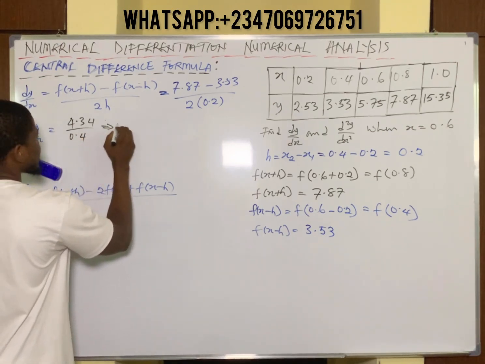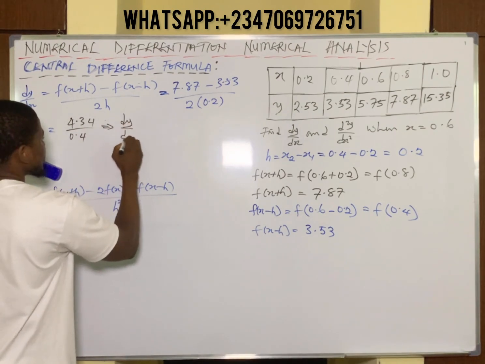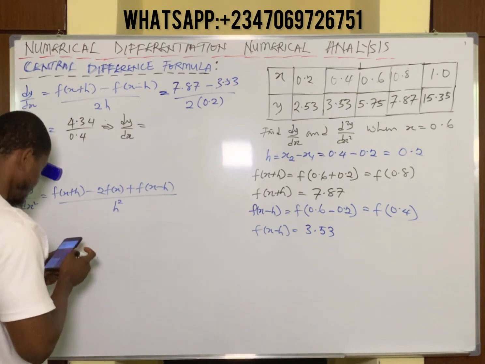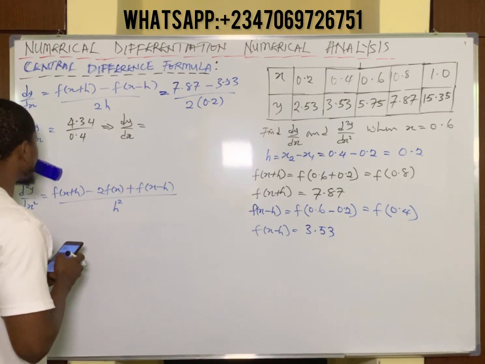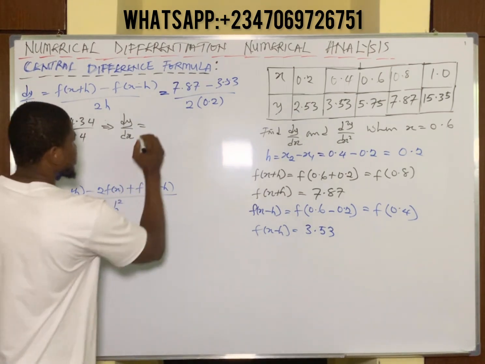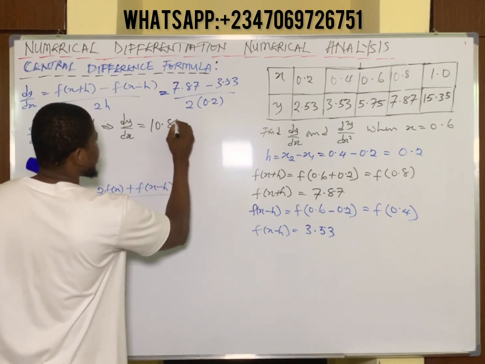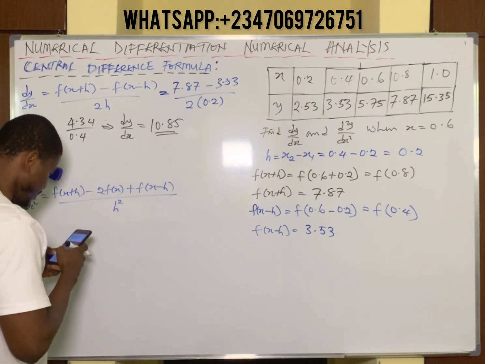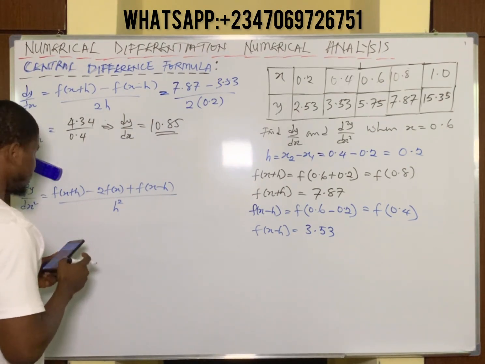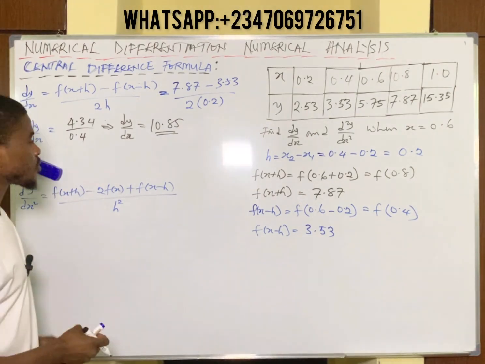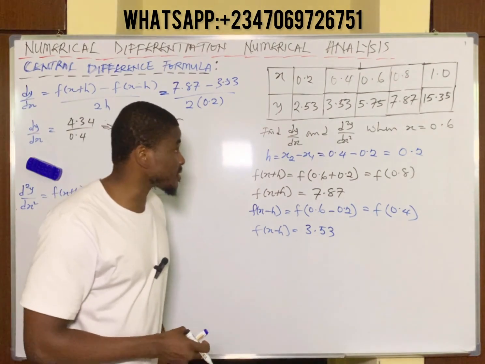So this implies that the first derivative approximation of that table using the central difference formula is going to be, let's obtain 4.34 divided by 0.4. That simply gives us 10.85. So the first derivative approximation is simply 10.85 using the central difference method. Okay, next we'll move on to the second derivative approximation, right?